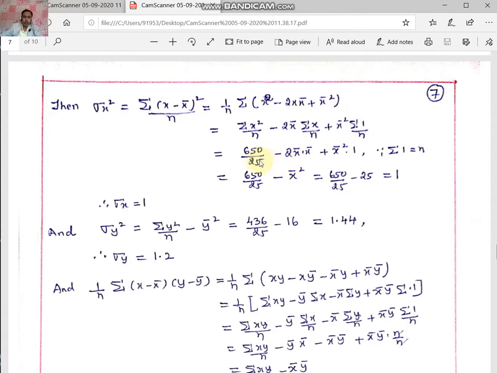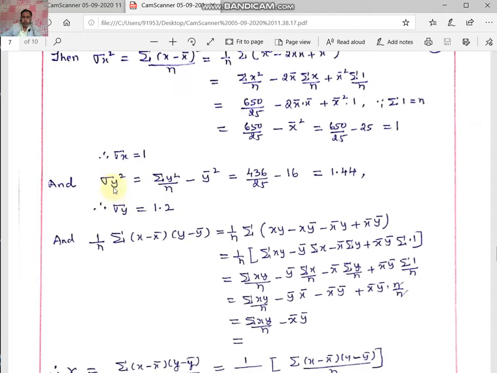So it becomes sigma x square, given in the data as 650, by 25, minus 2 x bar into x bar. Why is this x bar? Because sigma x by n is always x bar. So this is 2 into x bar square plus x bar square. Sigma 1 is n divided by n, which cancels to 1, so x bar square. And therefore, it is 650 by 25 minus 25. Simplifying by taking LCM, it is 1. So the variance sigma x square is 1. Therefore, sigma x is 1.